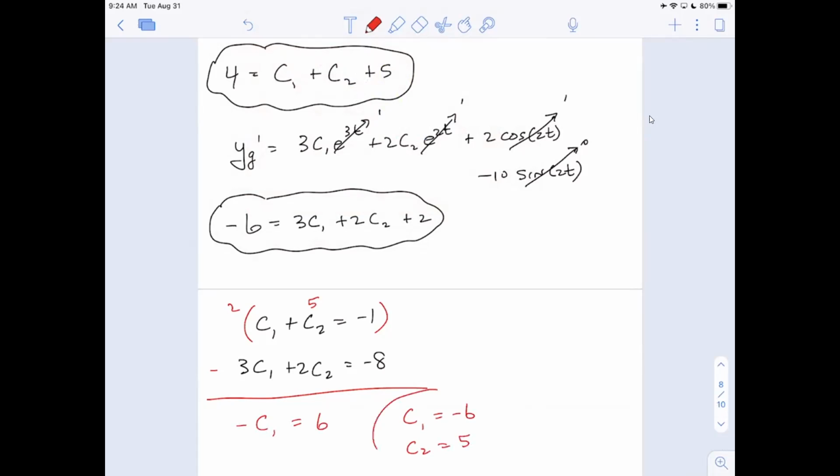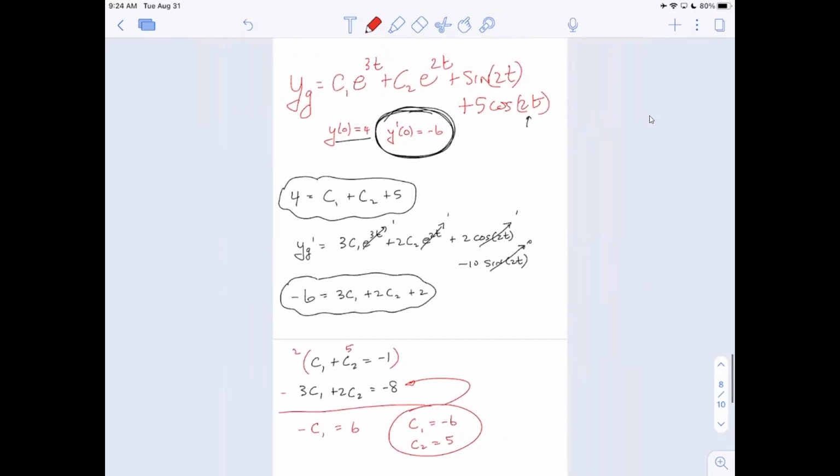But of course, what I'm really interested in is, did it work here? 3c1, the -18 plus 10. Oh yeah, it is -8. So I don't think I screwed it up. So now I know c1 and c2. I won't bother to rewrite it, but of course I'm going to just put them back in up here. -6, 5, bam, now I've got a particular solution to this.